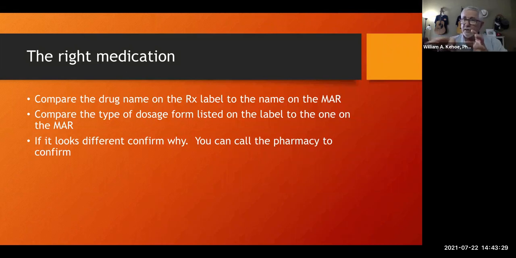Another little bunny trail here. When we talk about generics, and there are different companies that make generics, those things don't always look alike. And so I take one blood pressure medication, and my pharmacist changes brands to help me get the best price. And sometimes they don't always look the same.